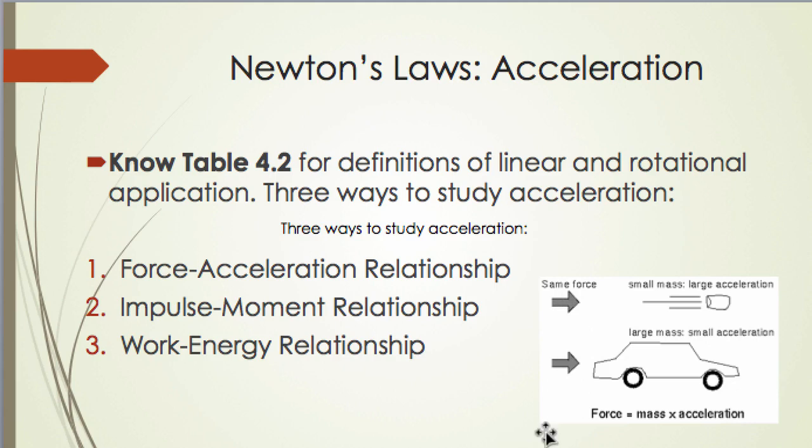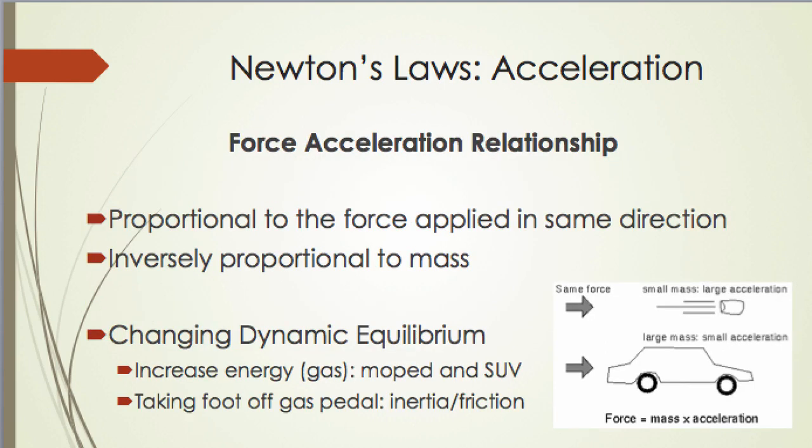We see that if we give the same amount of force to, let's say, a tin can as we do to an automobile, one is going to be moved with a much greater velocity than the other. Of course, the can will be pushed forward at a much higher acceleration rate than the car will. So the force-acceleration relationship is proportional to the force applied in the same direction, as we've seen already, and inversely proportional to mass, as we see with the example of the tin can and the car.